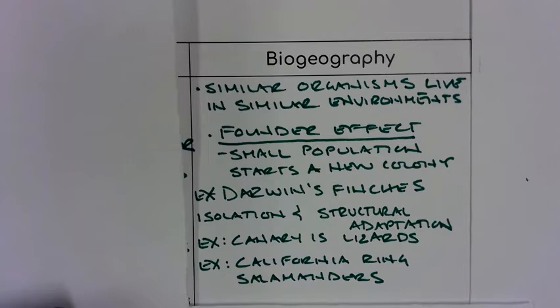You can also see it in the adaptation of the Canary Island lizards, where they changed in size and shape. And even here in the United States, we can see the California ringed salamanders that came down from the north. Depending on which side of the desert they traveled around, we can see similarities and differences in how they evolved over time.